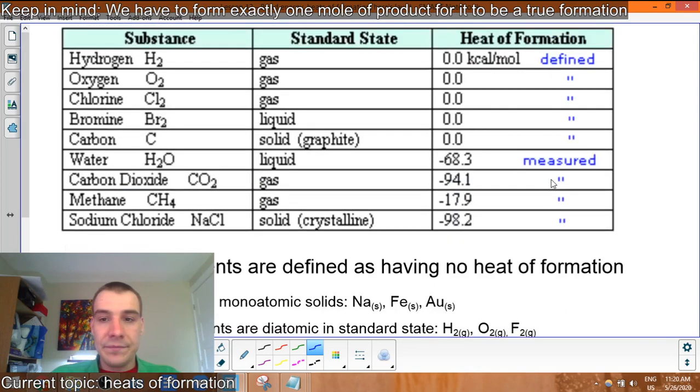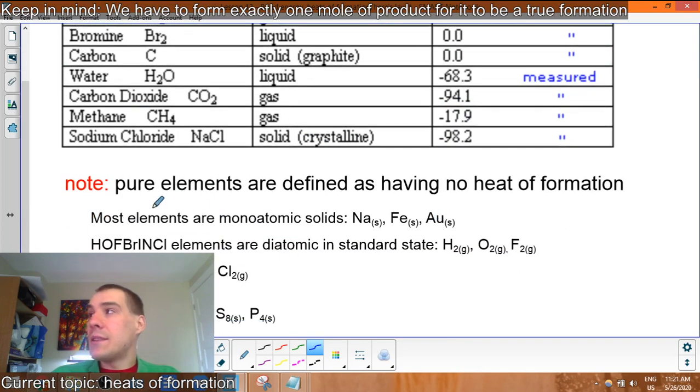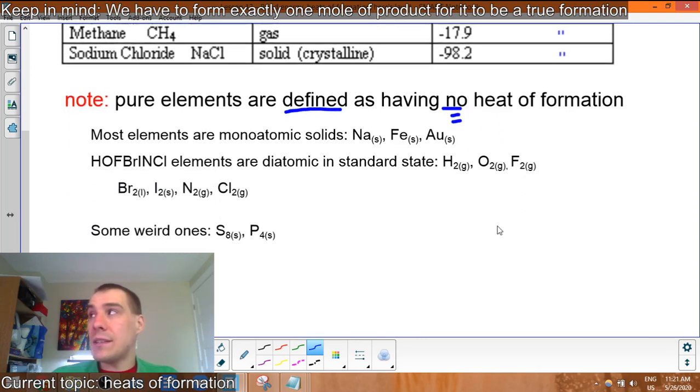It releases energy. And it's important to note that pure elements are defined as having no heat of formation, right? So when you see just a single element, it's got 0 kilojoules per mole as its heat of formation because it's already a raw element. There's no input needed to make them, and no output if you make them either.